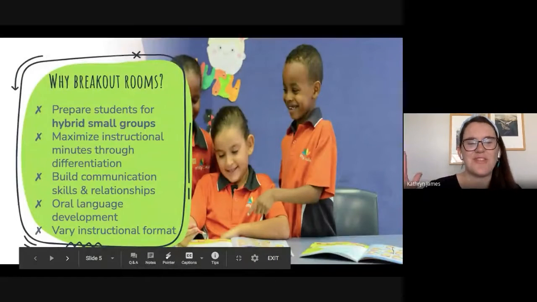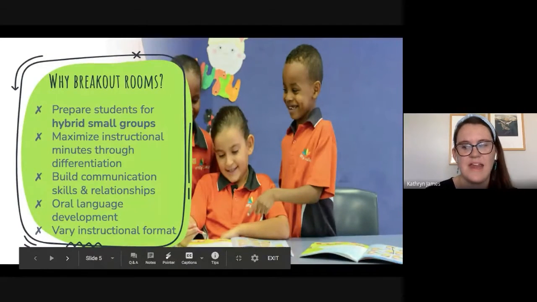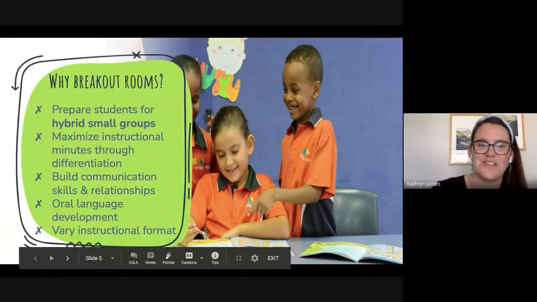So we're going to start off with the big why. Why breakout rooms? Well, the biggest one for us, especially right now, is that the work that we do in our breakout rooms will prepare our students for hybrid small groups. And we like this because it maximizes those instructional minutes for differentiation in your classroom. It helps to build communication skills and relationships with your students, and is really critical for oral language development. Without our traditional in-person interactions, we really need to be very purposeful about creating opportunities for that oral language development.